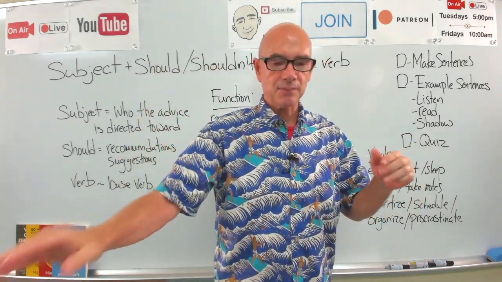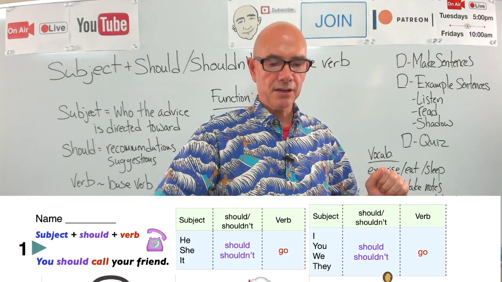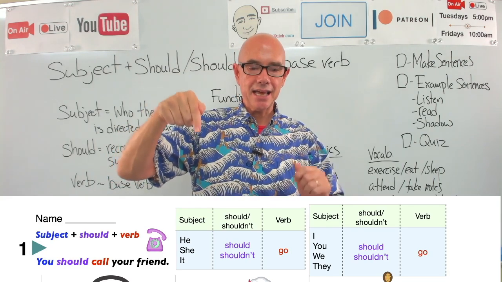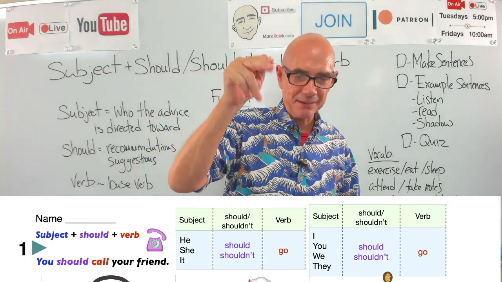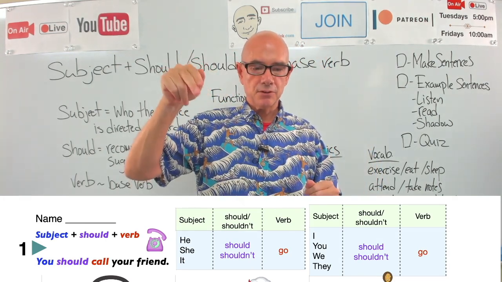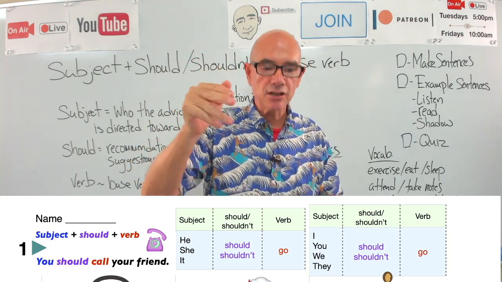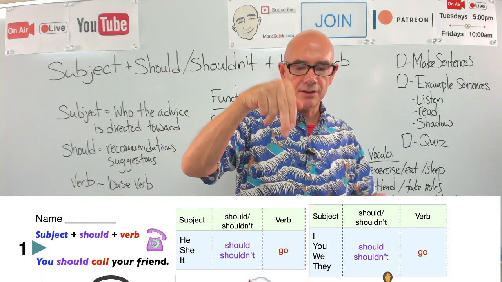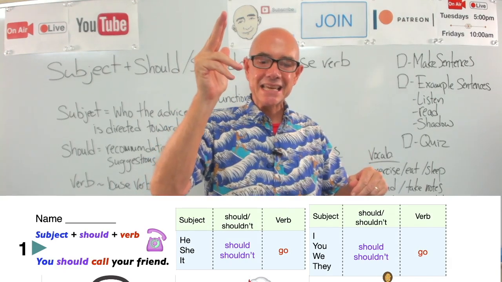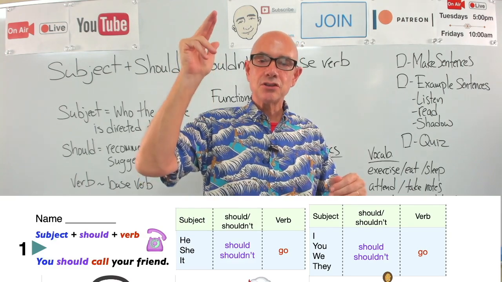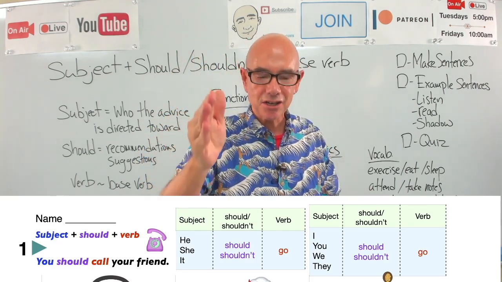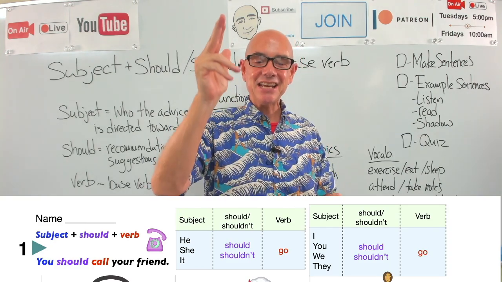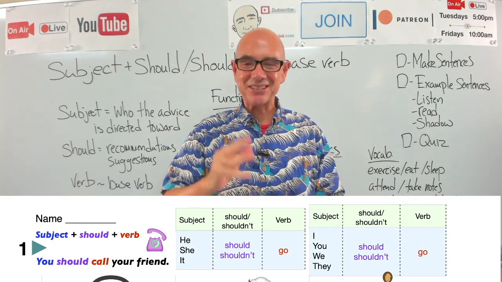So let's look at the worksheet. I'm going to pop it up on the screen here. And here we go. All right, so there is the pattern. So subject, should, verb, and then we have our subjects, he, she, it, and then of course should, shouldn't, and the verb, which is in the base form or the dictionary form. So we can make sentences: he should go or he shouldn't go, she should go, she shouldn't go, it should go, it shouldn't go, and then we have our other subjects, I, you, we, they. I should go, I shouldn't go, you should go, you shouldn't go, we should go, we shouldn't go, they should go, they shouldn't go. All right, so that is the pattern.